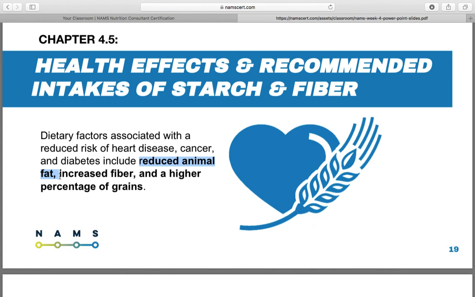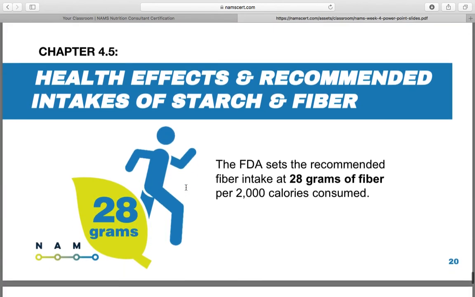Increased fiber is something that a lot of people do not take in enough of, so we have to find either supplements or other foods that you can take in to increase your fiber. And if you use MyFitnessPal, this actually tracks your fiber content for you. And for a higher percentage of grains, we could do oatmeal, which is a good one. Even certain cereals have a good amount of grains and fiber that you can have throughout the day.